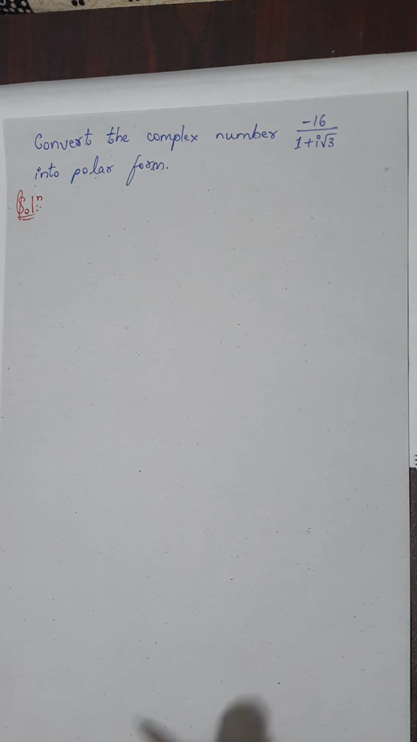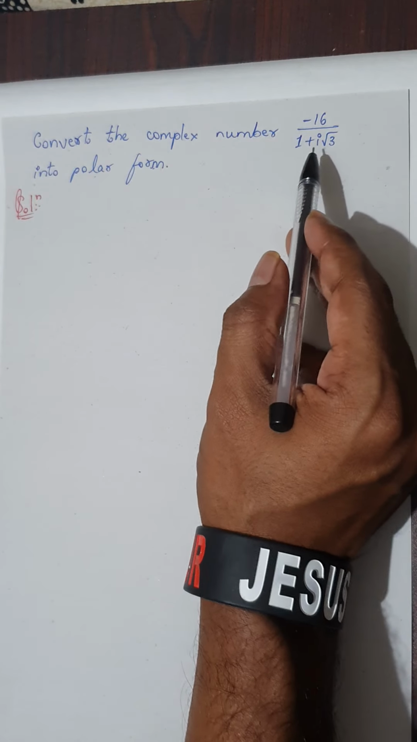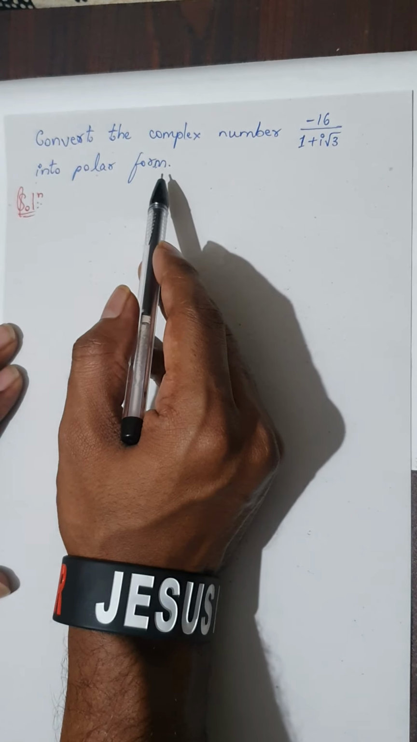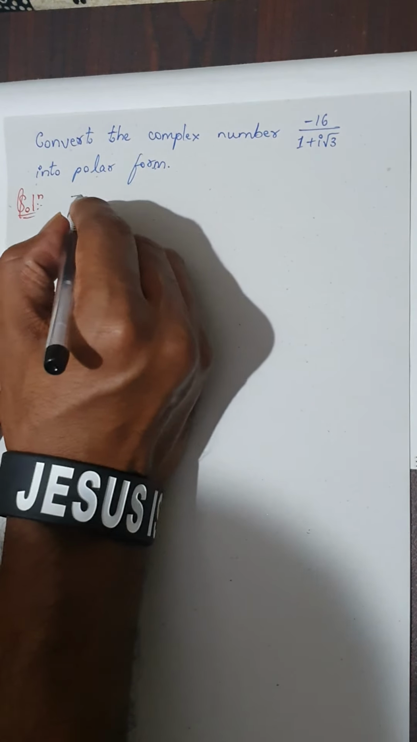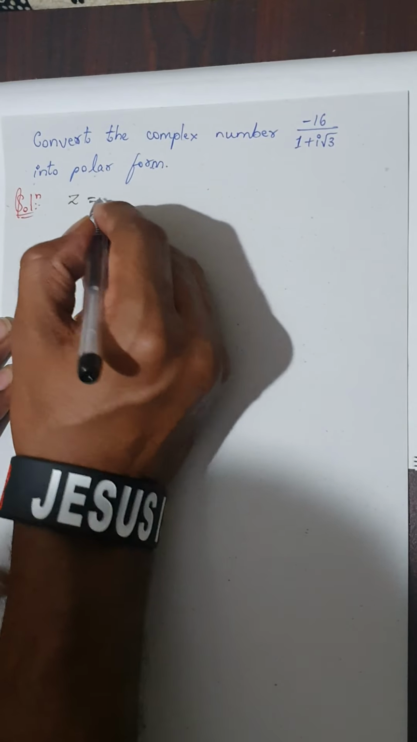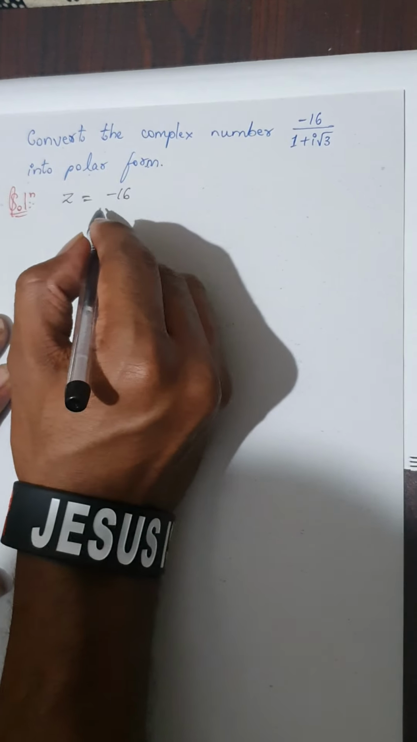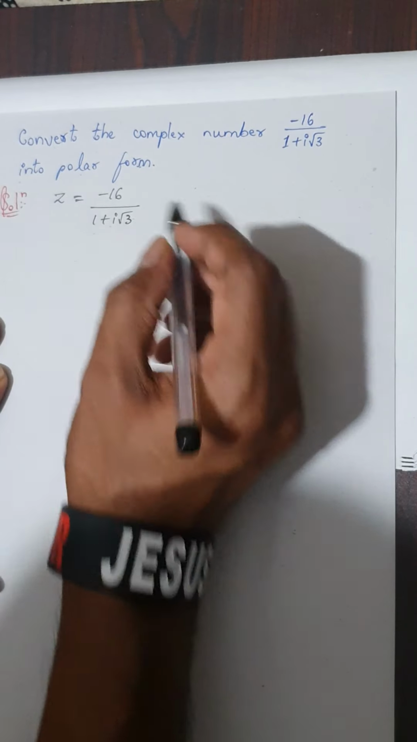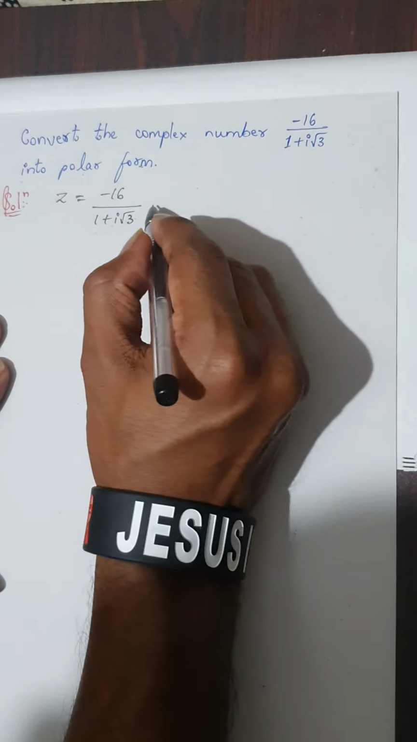So let us take up one last question, because this is the most important question. It has been asked most number of times in your examination for 3 marks, to convert the given complex number into the polar form. Please note it down. Let us solve this and we can conclude the session. So z is nothing but minus 16 divided by 1 plus i root 3.